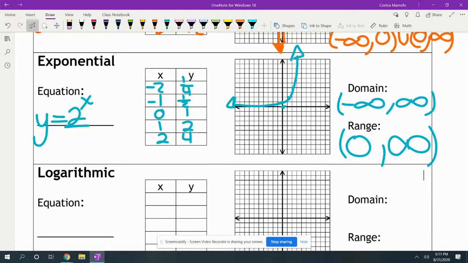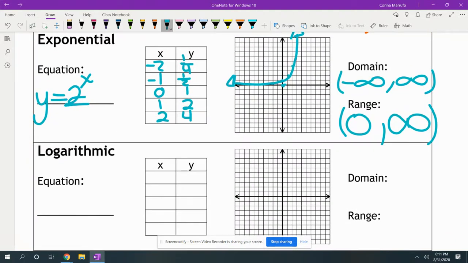Okay, your logarithmic equation is the opposite of your exponential. So for the same purpose, I'm going to use our base 2. So log base 2 of x, that's what your y is equal to, or your equation. So I'm going to try to pick some numbers that will allow us to be able to take log base 2 of x. So we're going to put x as 1/4, 1/2, 1, 2, and 4.